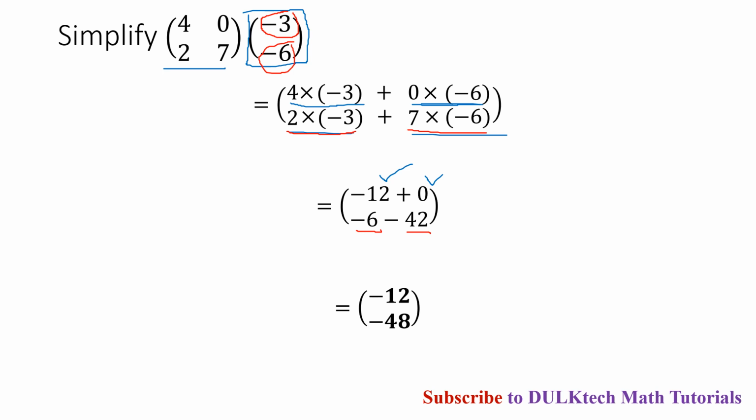As simple as this. That's how we multiply matrices. If the second matrix has 3 columns, you have to rewrite the first matrix 3 times. If it has 4 columns, you have to write the first matrix 4 times.